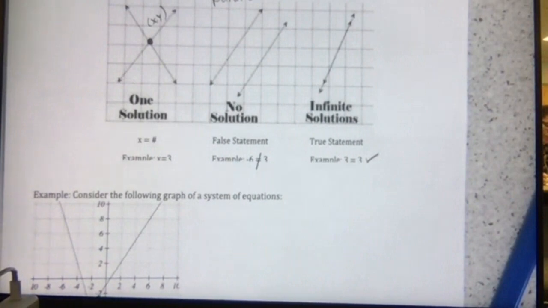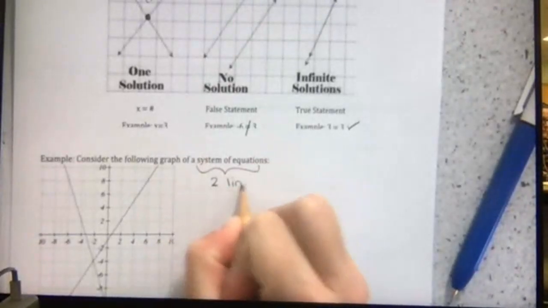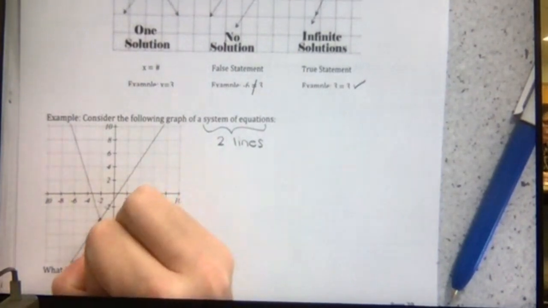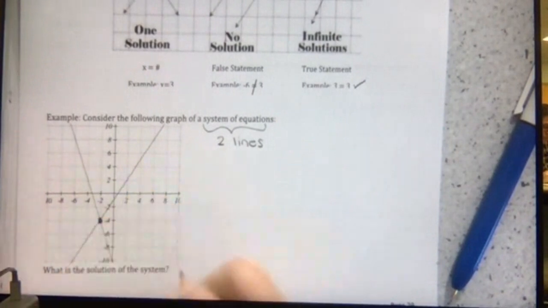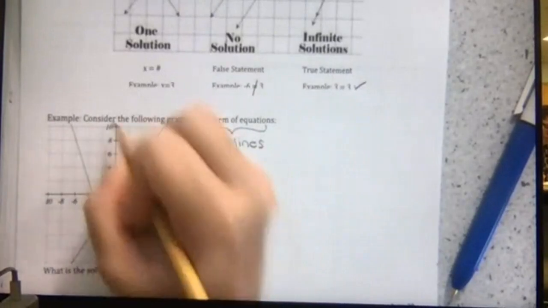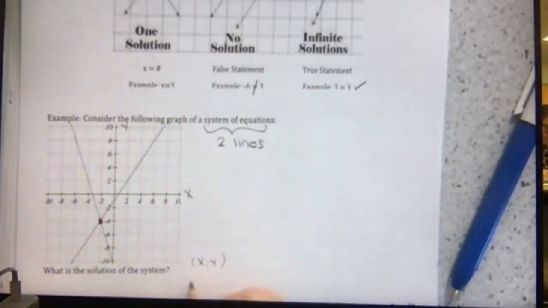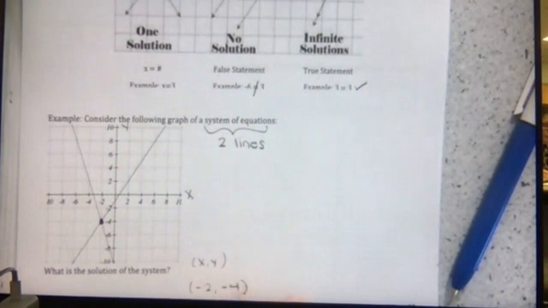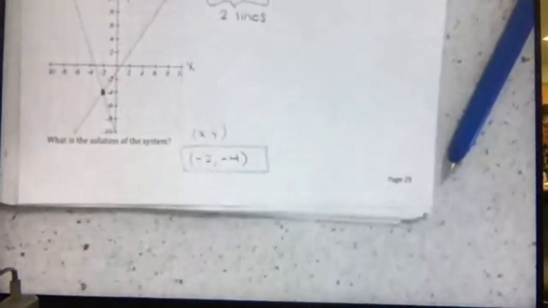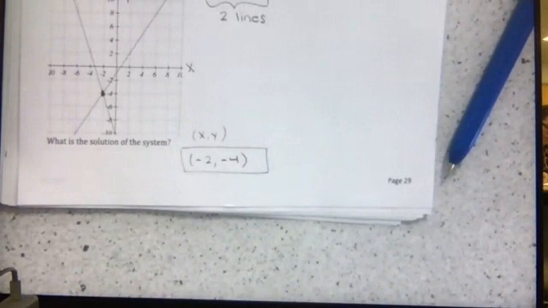So consider the following graph of a system of equations. Remember, a system of equations is just two lines. So if we have two lines, remember our answer is the point where they cross. So what point do these two lines cross at? Perfect. -2, -4. They both cross right here. That ordered pair, that x comma y. On our x value, we're going over to -2. On our y-axis, we're going down to -4. So -2, -4 is going to be our answer. We're going to write it as an ordered pair like that. That is our answer. That's it.